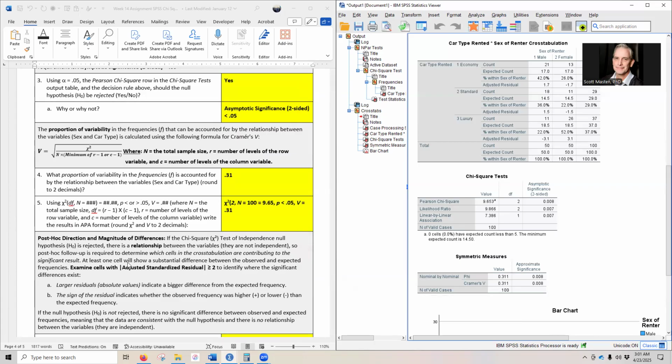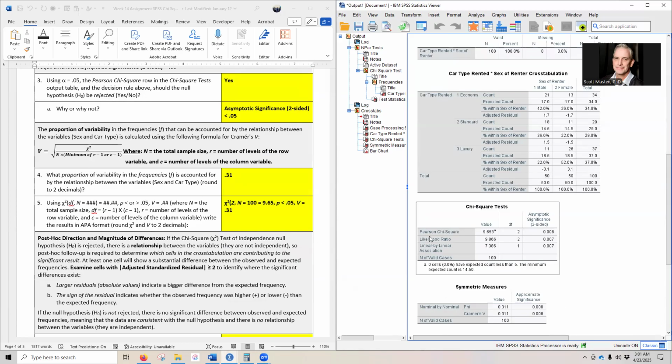I don't know. Let me do it both ways since it's my job. So again, here's the formula for it. On the bottom, you've got number of cars rented, multiplied by the minimum of number of rows minus one or number of columns minus one. And that does not include totals. So there are two columns, so two minus one would be one. There are one, two, three rows, so three minus one would be two.